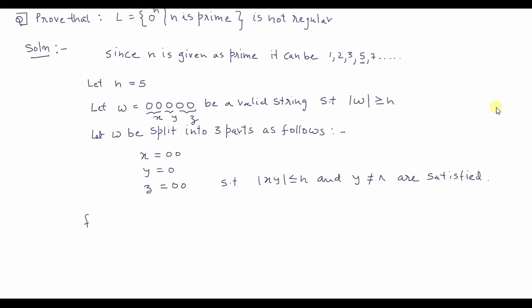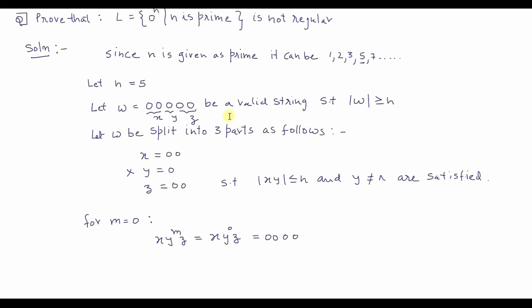Now for m equal to 0, x y raised to m z can be written as x y raised to 0 z. So that means the y component over here will not be repeated. What we will have is two zeros, and z is also two zeros. X will repeat, y will not repeat, and z will repeat. That means what is the value of x? X is two zeros. Since y is raised to 0, y will not be repeated, and z is also two zeros.